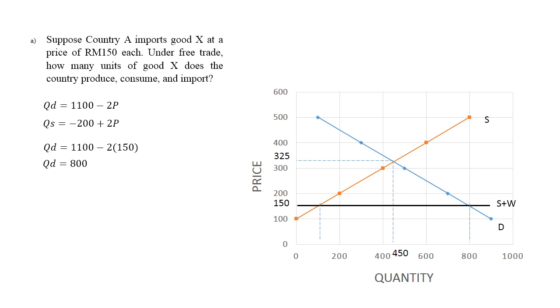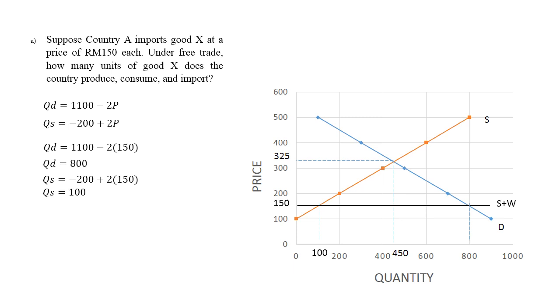Okay, to get how many units of good X the country produces, what you have to do is use this supply function. Just substitute 150 into this function, then you will get 100. So 100 is over here. This is the number of units of good X that the country produces.